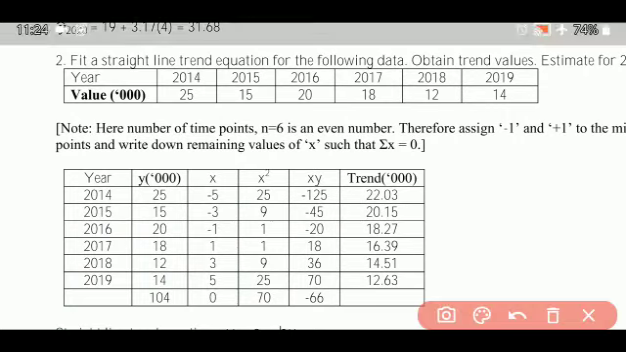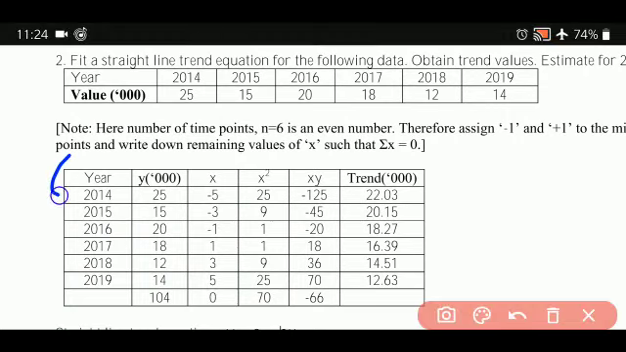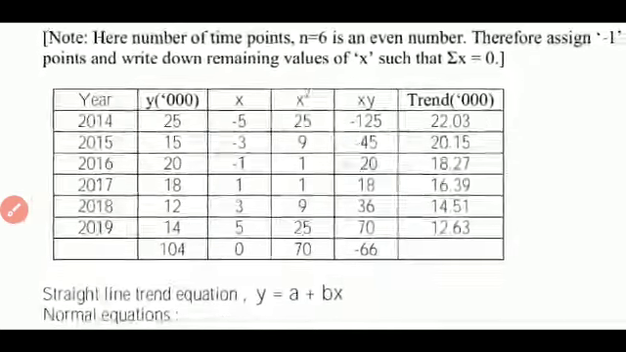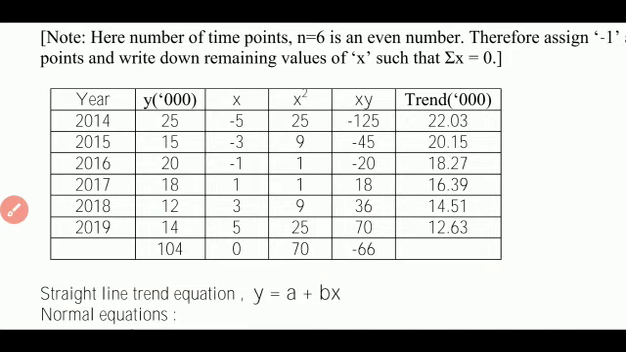So what is the meaning of this sentence? They say that these year values you're going to change and write in such a way: the middle values minus 1, plus 1, then minus 3, plus 3, minus 5 and plus 5, so that your summation x is equal to 0. How has this particular calculation come? I want to explain this to you all.